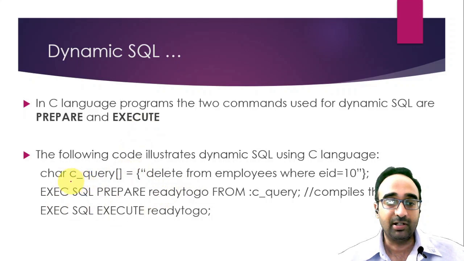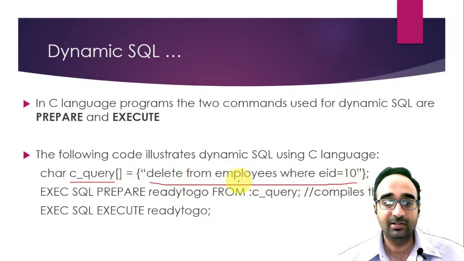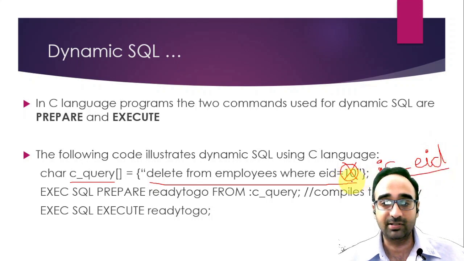First I am creating an SQL query. This is a string, a character array. The value is the SQL query, which is given like this: delete from employees where employee ID equal to 10. Here I have directly given 10, but you can replace it with some variable name like this: colon C underscore EID. Like you have seen in the embedded SQL video, you can give a variable name like this here.